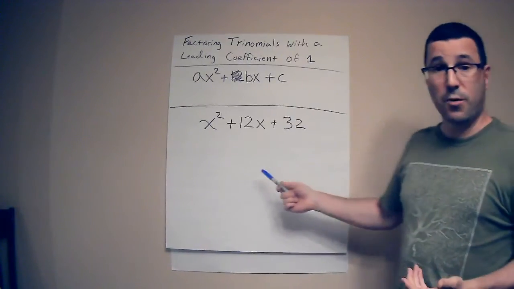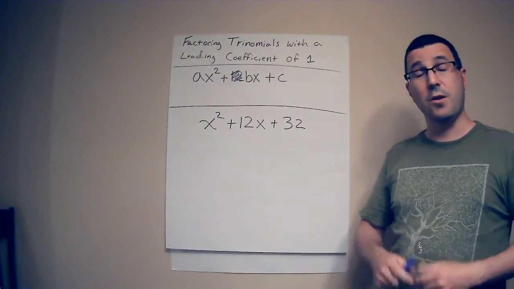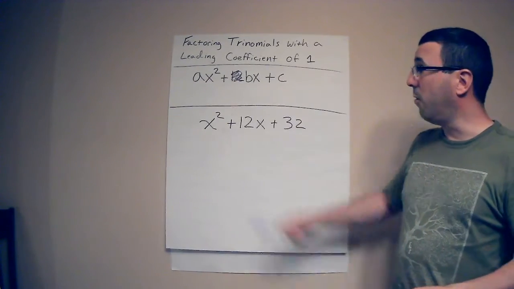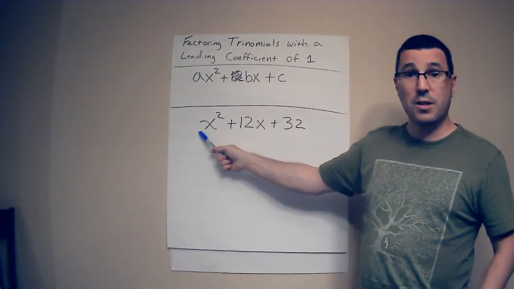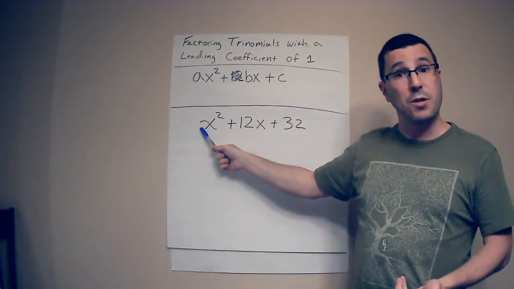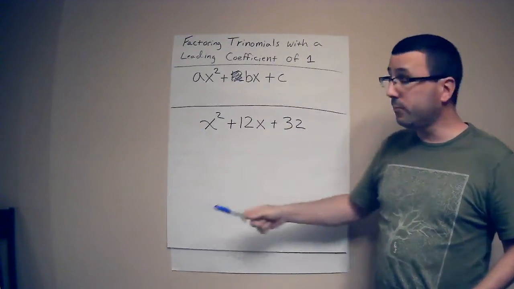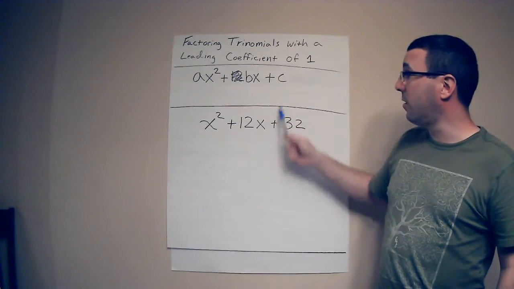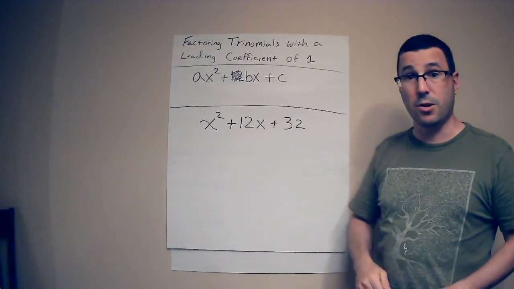So this first example here: x squared plus 12x plus 32. As we see, I don't see a number in front of x squared, so our assumption is that there's a 1 there. Our b is 12, and our c is 32.